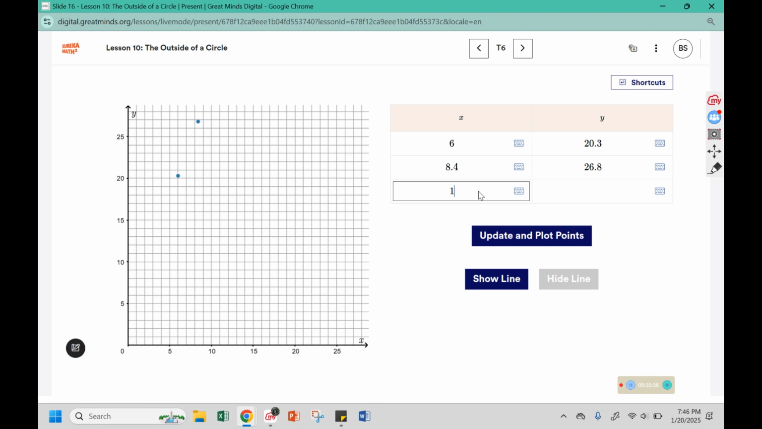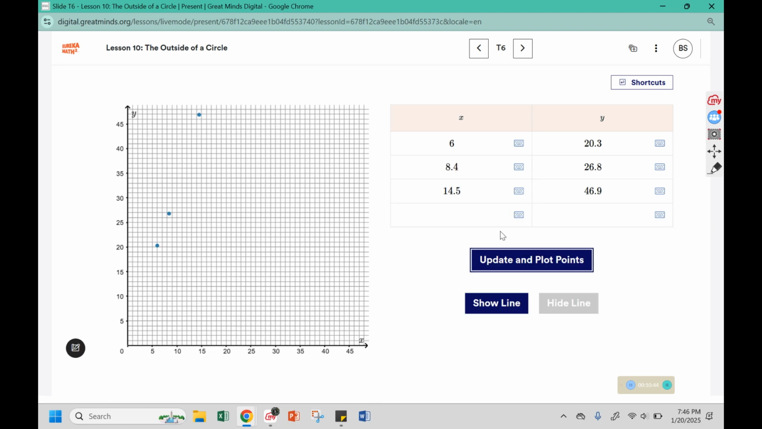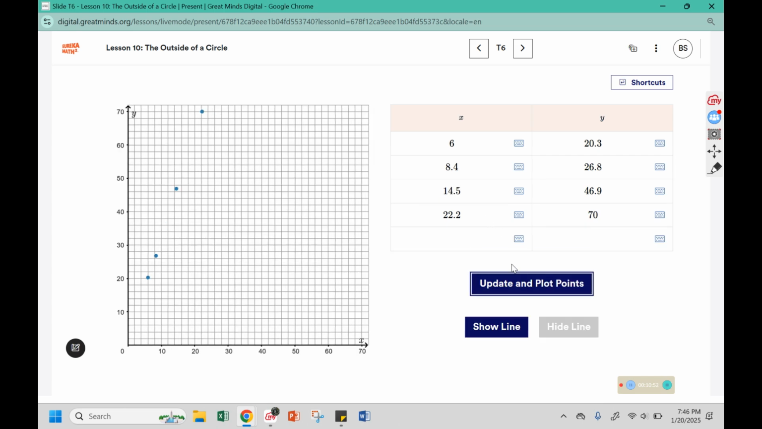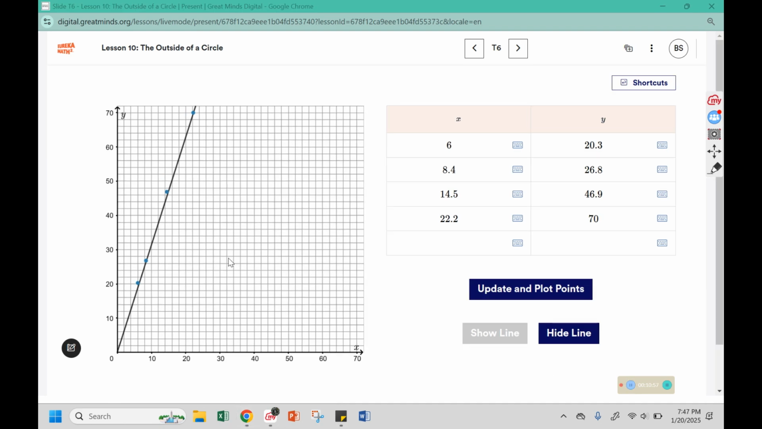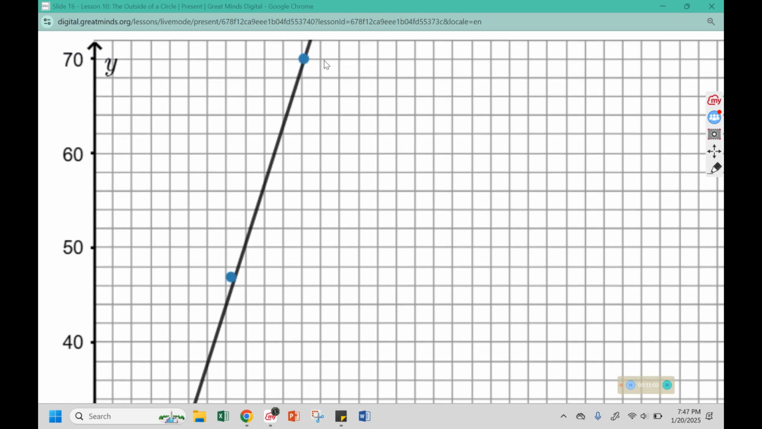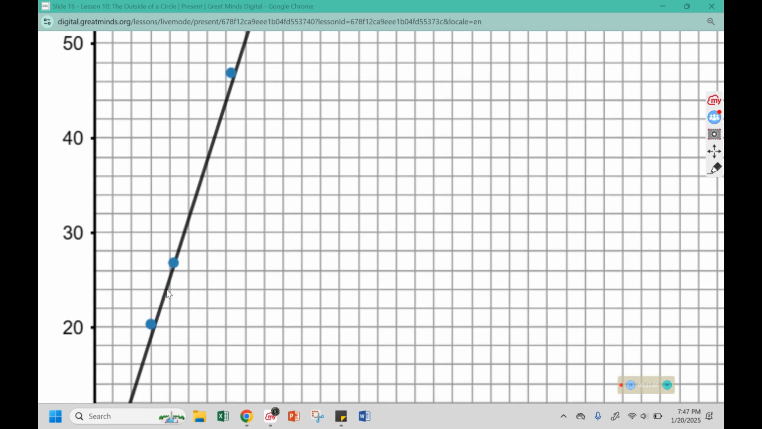Oh, 14.5 and 46.9. Our last one was 22.2 and 70. And then it says show line. Now, if we look very closely, you can see that my points don't fall directly on the line, but they are very close.